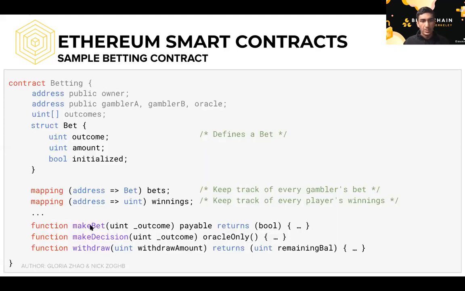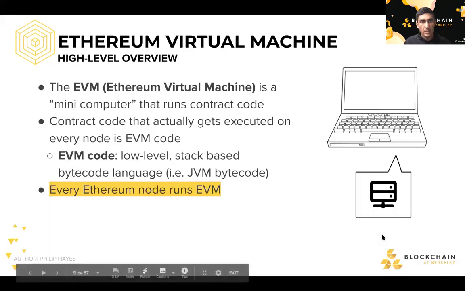Oh, a couple functions here. So make bet, make decision, withdraw. Payable is a type of thing too, as well. Oracle only. So these get more convoluted. You'll learn about them over time, but this is kind of what a contract looks like. This is like an interface for a contract.